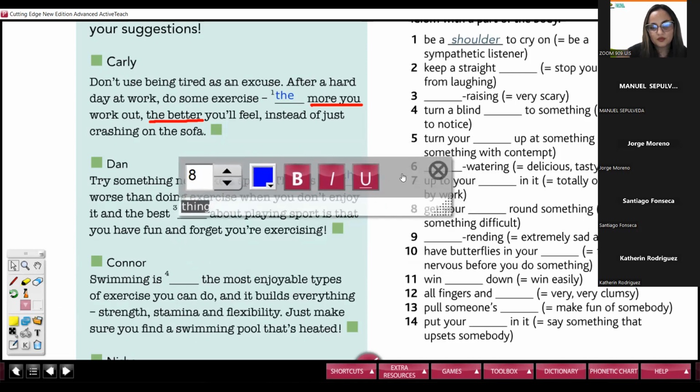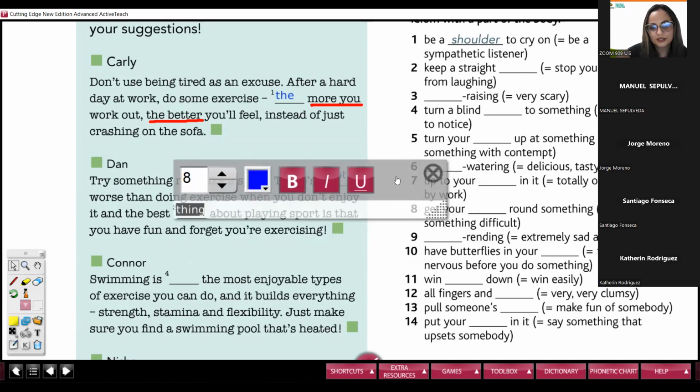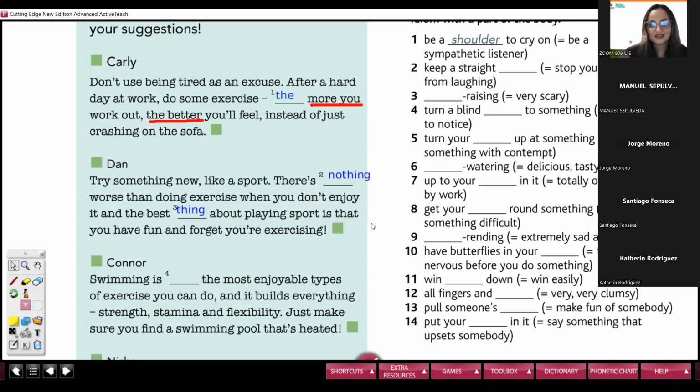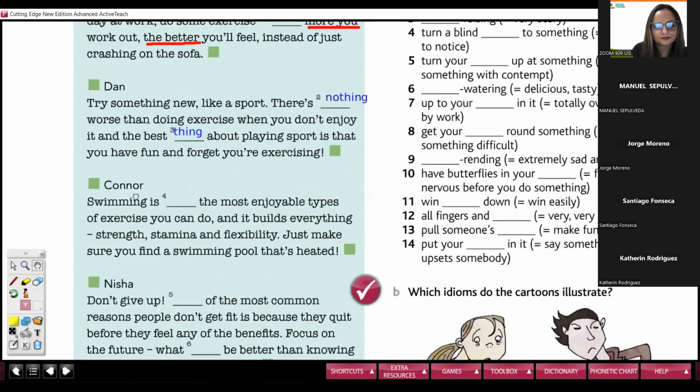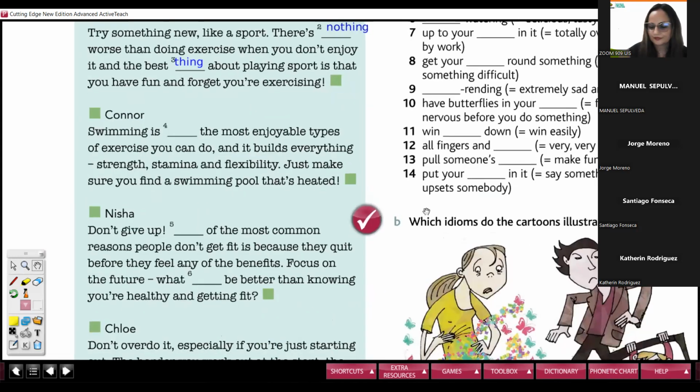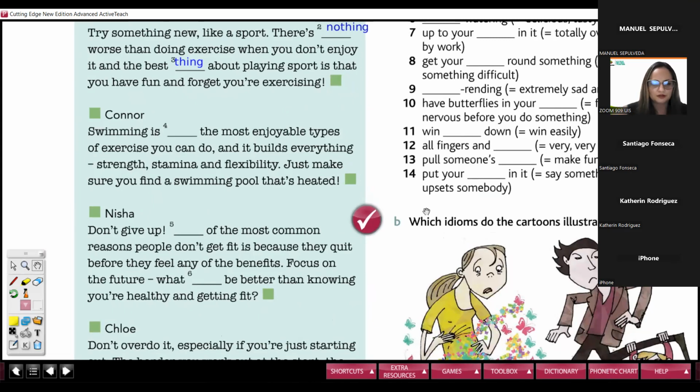In the case of the best way, it will be also good if you have something else, like the best way to do this, the best way to achieve that, the best way to complete, blah, blah, blah. Okay, good. So, and the best thing about playing sport is that you have fun and forget your exercise. Good. Who can help me read the next one? Connor. Come on, let's do it.